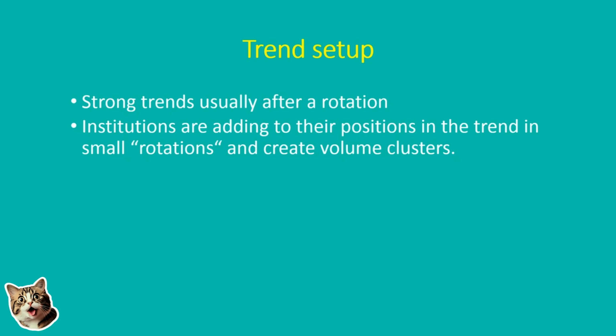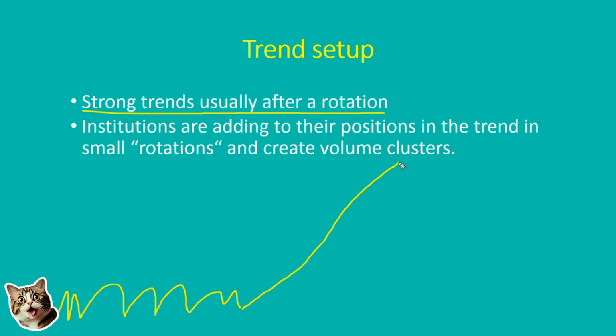Another trading setup which I really like is the trend setup. As opposed to the volume accumulation setup, this setup is created when there is a trend, and those trends usually happen after a rotation. So usually what happens, there's a rotation, and after rotation there's a strong trend. The longer the rotation, the stronger the trend usually is. And this setup helps you participate in the trend.